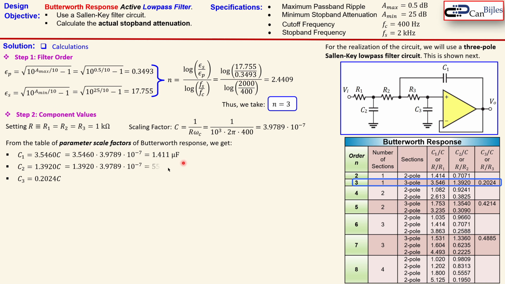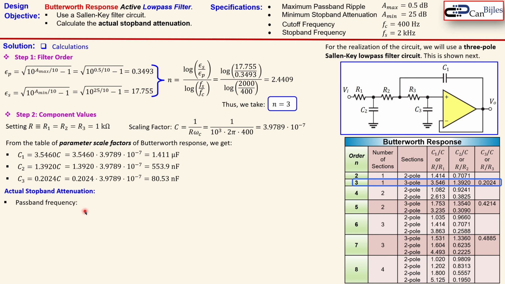The second one in a similar form, then we get here 553.9 nanofarads, and the final one we have here 80.53 nanofarads. So we have now all three capacitors and also all three resistors we have selected. Okay, now calculate the actual stop band attenuation.